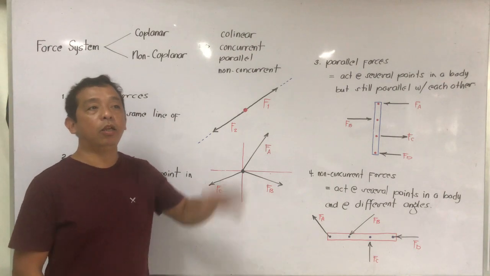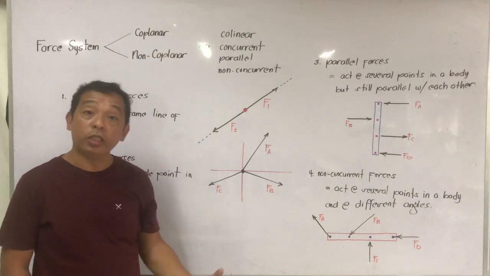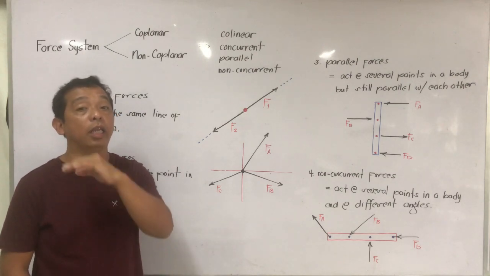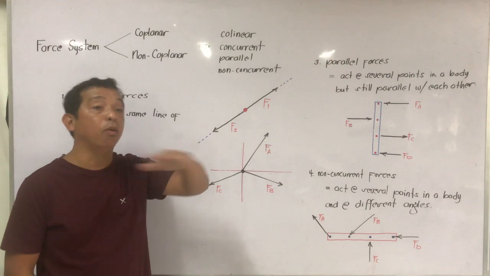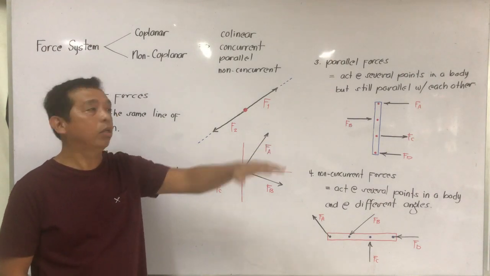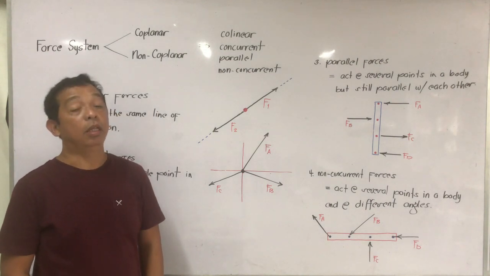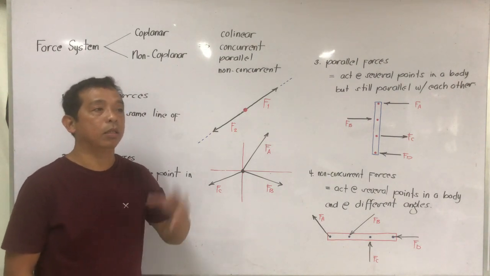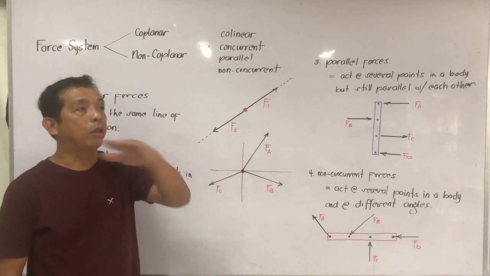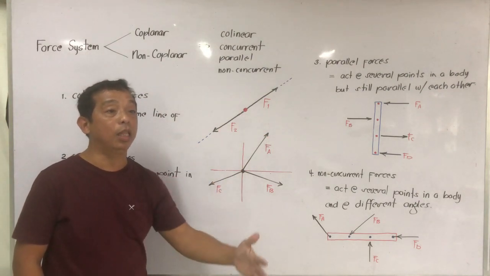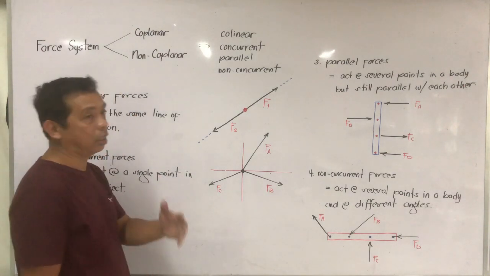Pag sinabi natin coplanar, these are forces or force systems that act on a single plane. Halimbawa, yung ibabaw lang ng table, dun lang siya. At pag sinabi natin non-coplanar, different planes. Force system that act on different planes in a body. Meron sa tabletop, meron sa gilid, meron doon sa paa ng mesa. Yun ang isang halimbawa.